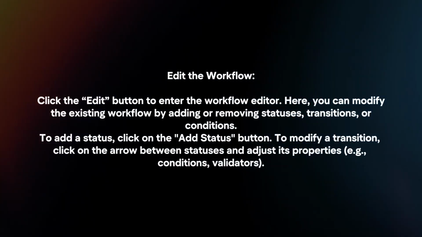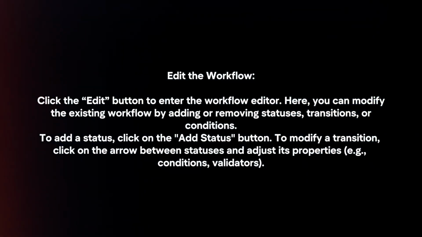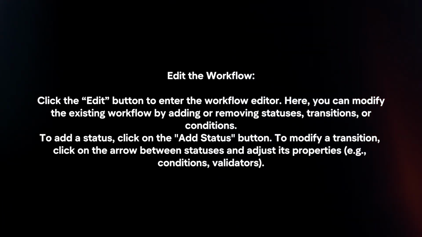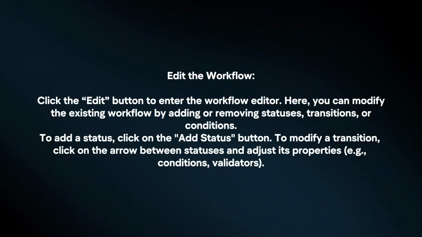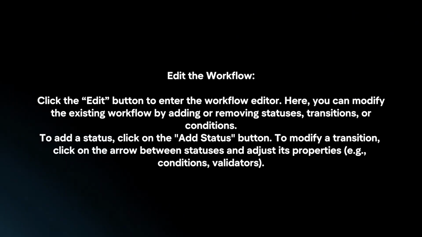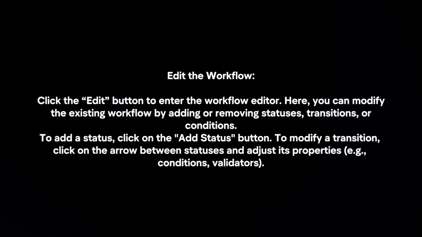Edit the workflow. Click the Edit button to enter the workflow editor. Here, you can modify the existing workflow by adding or removing statuses, transitions, or conditions. To add a status, click on the Add Status button. To modify a transition, click on the arrow between statuses and adjust its properties.